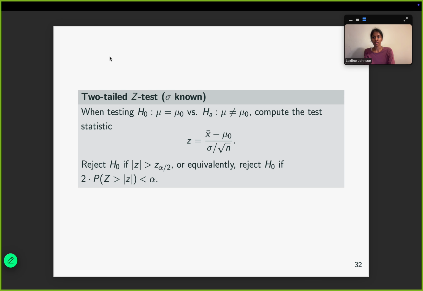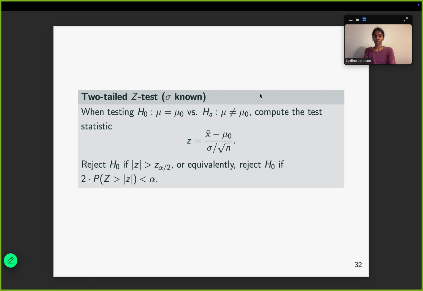So when we test with our hypothesis, where our null hypothesis is that mu is equal to some value, so our mean is equal to some value, and our alternate hypothesis is not equal to that value, that's how we know it's a two-tailed test, because it could be less than our value or it could be greater than our value. We don't know which.